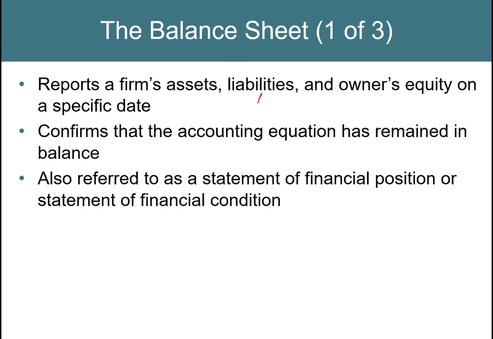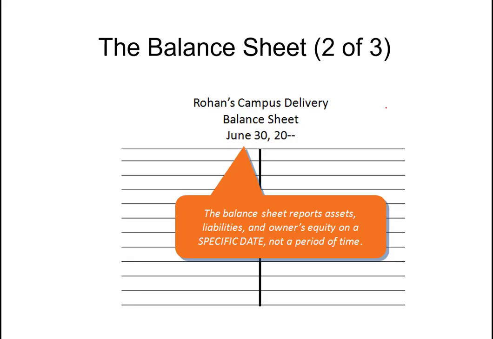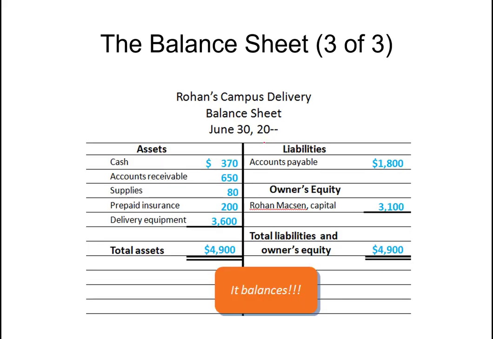So we have the basic accounting equation: assets equal liabilities plus owner's equity. So this is the T account format. We put the date first. Rohan Campus Delivery, balance sheet as at 30th June, maybe 2020 or 2021. And then we list all the items, the assets: cash, accounts receivable, supplies, prepaid insurance, delivery van. And you put the figures; the total is 4,900.